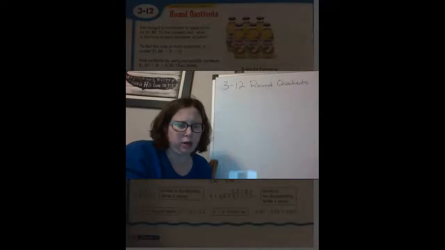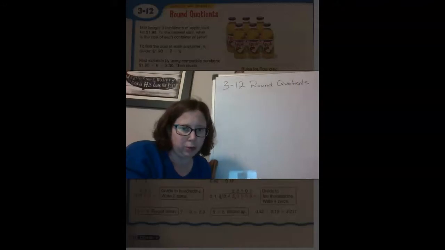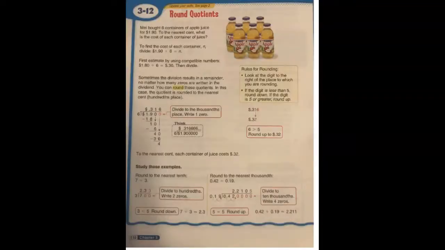This video is going to include our lesson for 3-12, which is rounding quotients. This is the page out of your book, page 110 for this lesson. And as you can see, we just have one vocab word here, which is round. The rules for rounding are listed right here, which is very helpful.